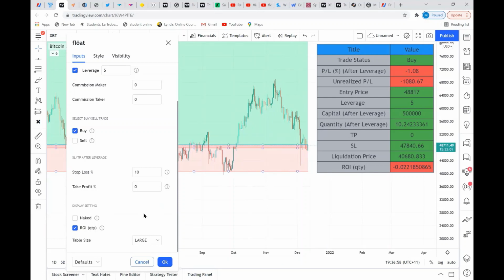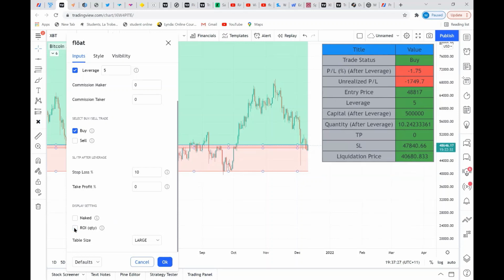Let's go with the full color scheme for now, and we can take that off later when we introduce other indicators over the top. The ROI is an absolutely sensational function. It's right here. That's the return on investment in terms of the asset that you're trading. So if we're trading Bitcoin, this trade right now is 0.02 Bitcoin in profit. But when you're trading in the stock market or you're not using perpetuals or futures, that feature is not necessary. So it's able to be turned off.